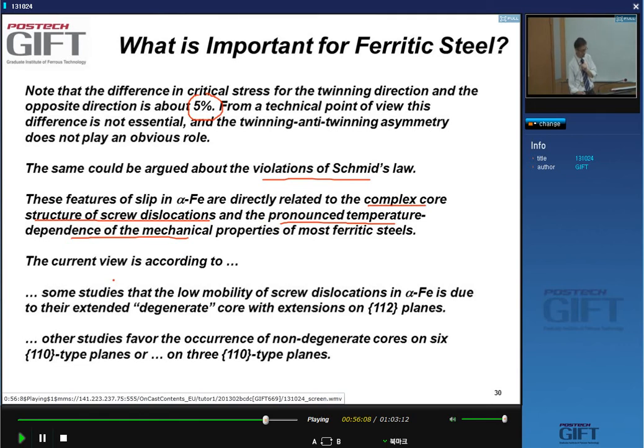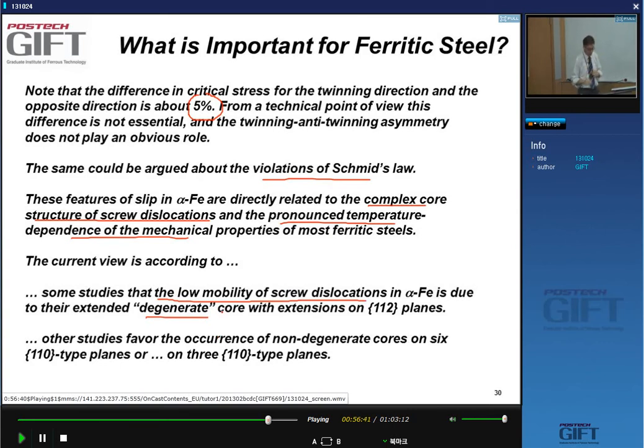So what is important is that we have, in practice, the low mobility of screw dislocations in alpha iron and in steels. That's a direct consequence of this degenerate core of the screw dislocation. And the screw dislocations are not lines, they're extended. So that makes it difficult for them to move.